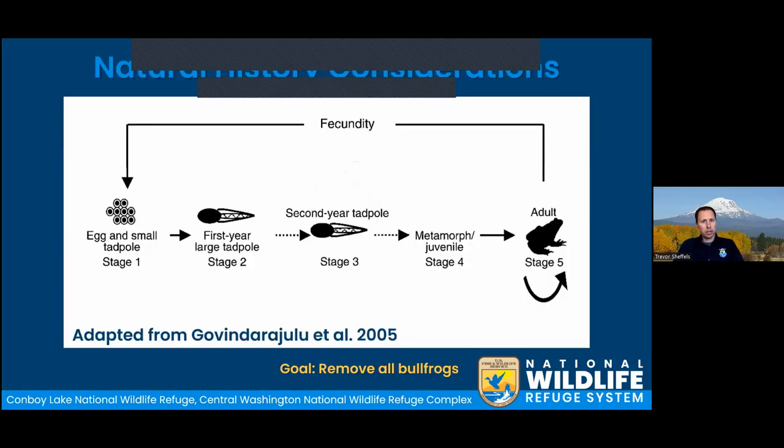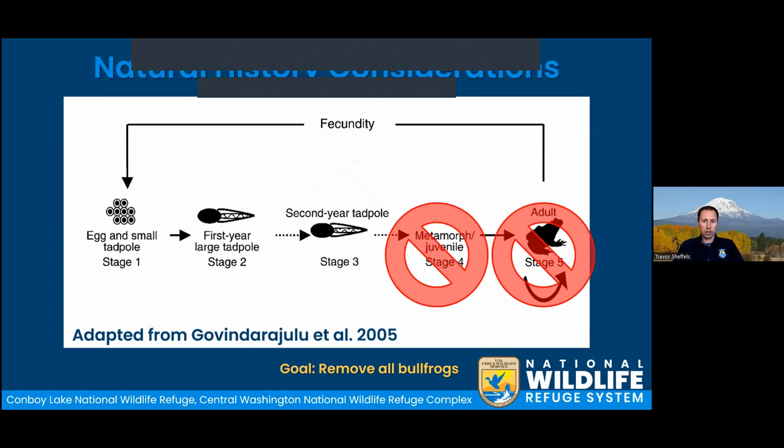So a little bit about natural history of bullfrogs. It takes several years for bullfrogs to go from egg mass stage to reproductive adult size. And so based on both what we see in the literature and also experience from other eradication and or control efforts, folks we've talked with, our strategy is to focus here on our metamorph, juvenile and adult life stages.